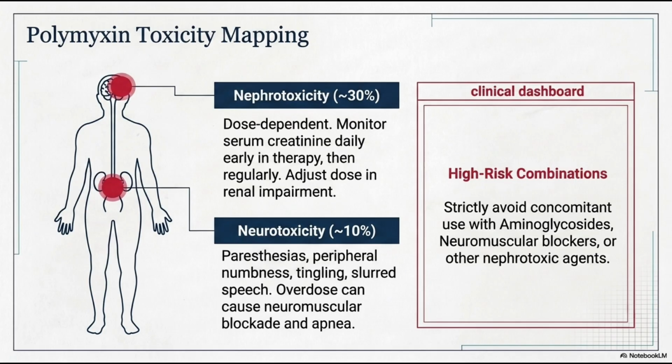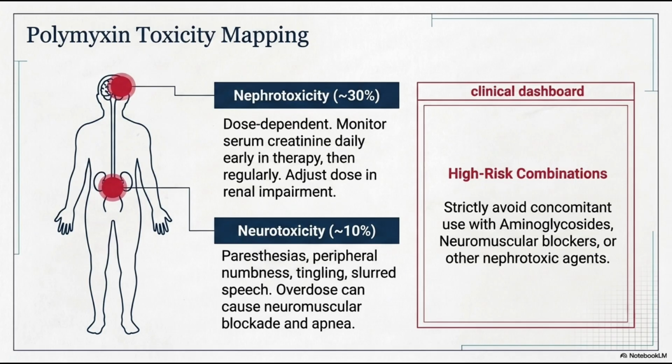Man, 30% is massive. I imagine you really want to avoid stacking the deck against the kidneys then. Absolutely. Like, if I'm cross-covering a patient on Colistin, what other medications on their profile should make me nervous? You desperately want to avoid concomitant use with other nephrotoxic agents, particularly aminoglycosides. Okay, aminoglycosides. The combination of a polymyxin and an aminoglycoside is practically a guaranteed recipe for acute kidney injury. And the boards will frequently test your ability to recognize that overlapping toxicity.